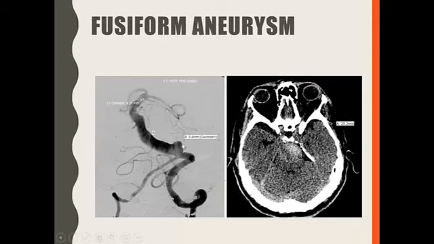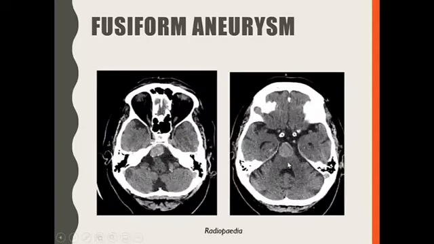Fusiform aneurysm usually affects the vertebrobasilar system. And here, for example, is a DSA of the basilar artery, as you can see here, with dilatation involving mainly the whole vessel. And it can be detected on non-contrast CT. And it can compress the brainstem and cause manifestations. But sometimes we can find this aneurysm as an incidental finding in non-contrast CT. Again, this is a fusiform aneurysm of the basilar artery.